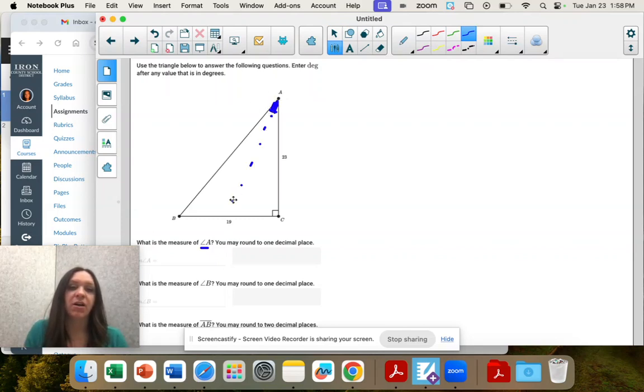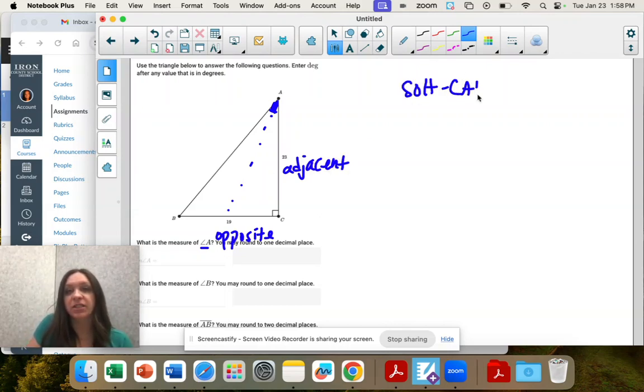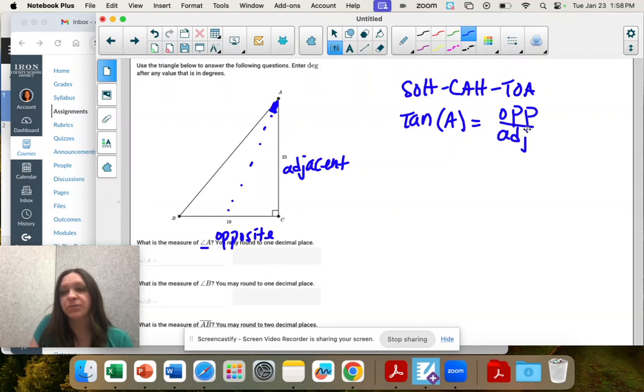So I have the opposite and I have the adjacent. So that tells me if I'm choosing out of sine, cosine, tangent, I'm going to use tangent because tangent equals opposite over adjacent. So tangent of angle A, that's the angle we're trying to find, is 19 over 23.